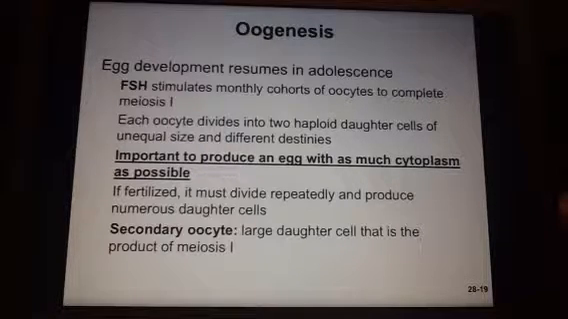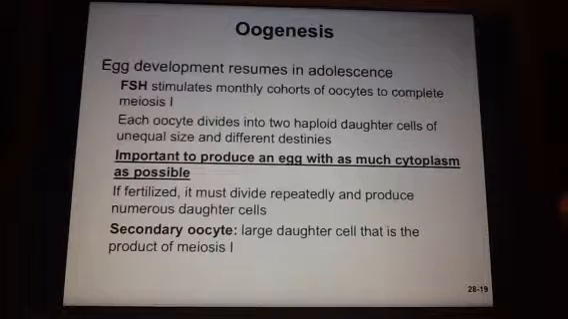Egg development resumes in adolescence when FSH stimulates the monthly cohorts of oocytes to finish meiosis 1. Meiosis 1 is the first cell division of meiosis, where one cell divides into 2. Each oocyte divides into 2 haploid daughter cells. They are of unequal size, so this is already a difference from spermatogenesis. They are very different: one is big and one is very little.